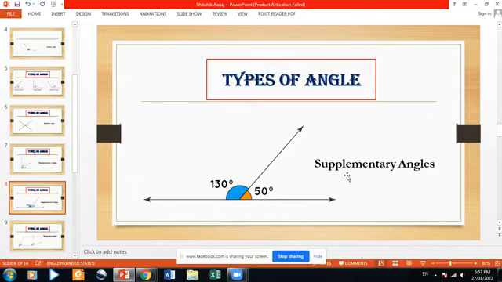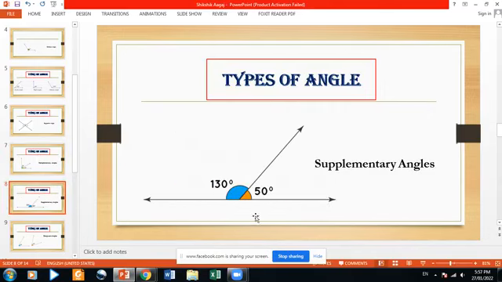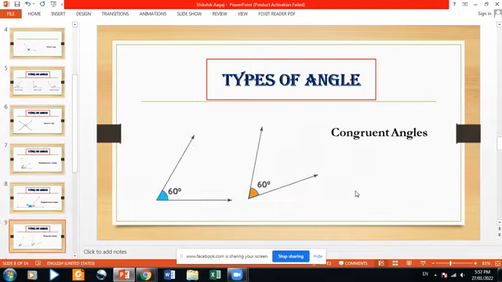Before that we saw complementary angles. What is the difference between complementary and supplementary? The sum of complementary angles is 90 degrees and the sum of supplementary angles is 180 degrees. Supplementary angles are also known as linear pairs.